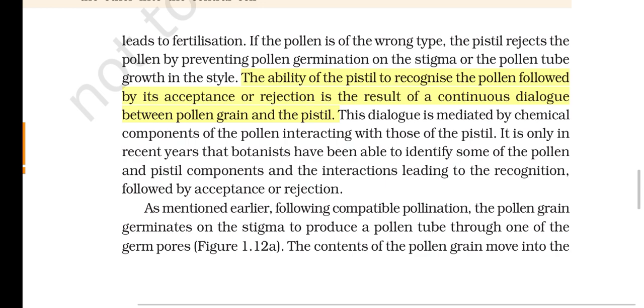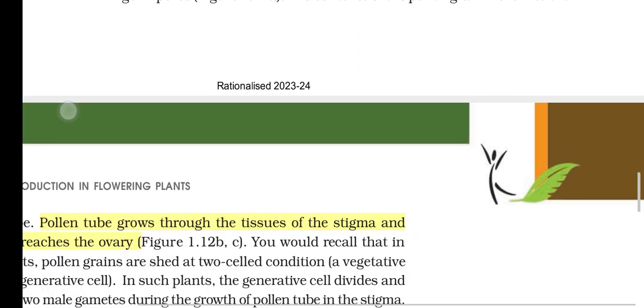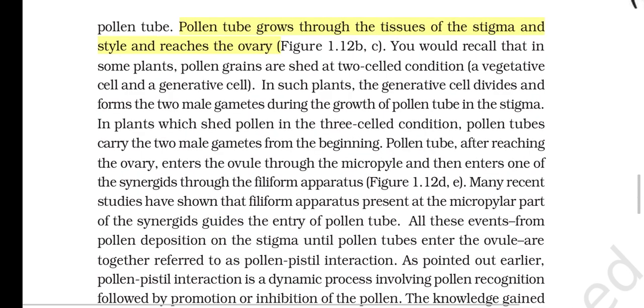As mentioned earlier, following compatible pollination, the pollen grain germinates on the stigma to produce a pollen tube through one of the germ pores. The contents of the pollen grain move into the pollen tube. The pollen tube grows through the tissues of the stigma and style and reaches the ovary.